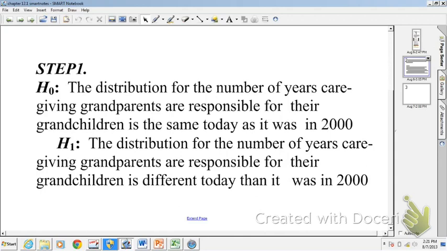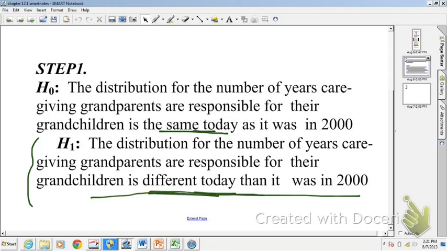Or your research hypothesis, your H1, is going to be that the distribution for the number of years that the grandparents are responsible is different today than it was in 2000. Now remember, you never actually accept the null as being sheer truth. You can only fail to reject it. So we'll see what decision we end up with.